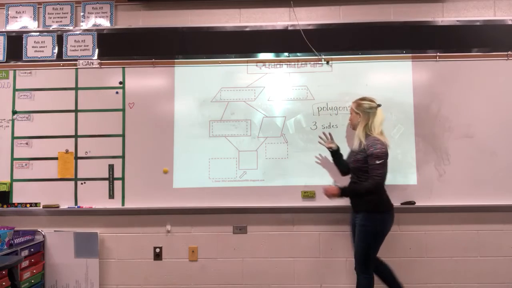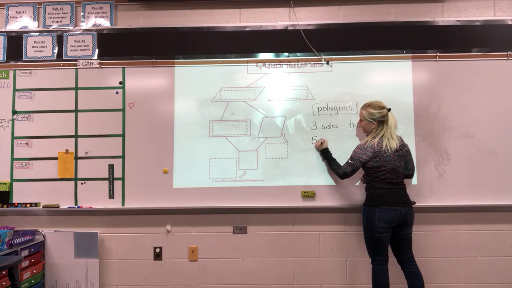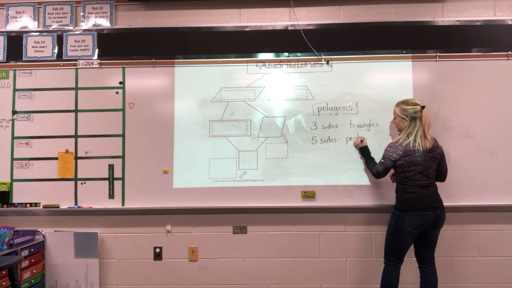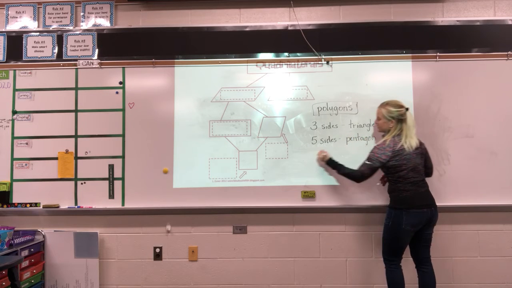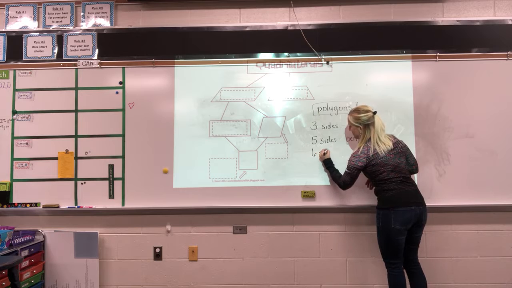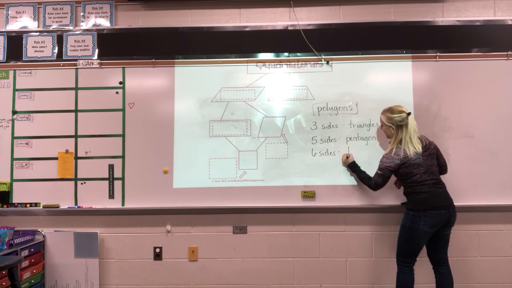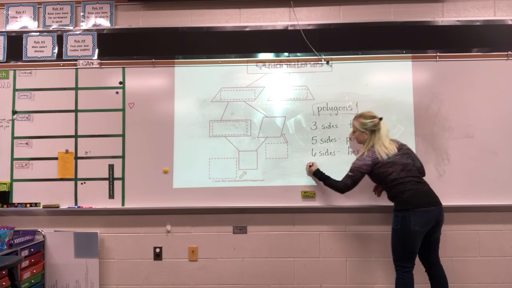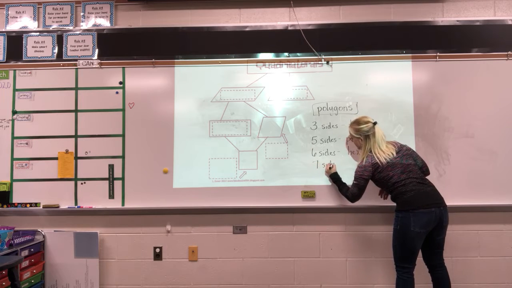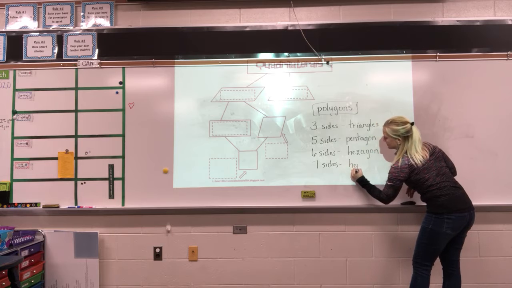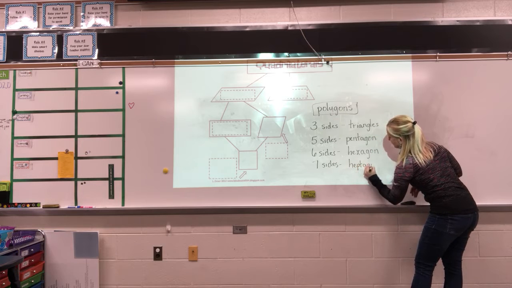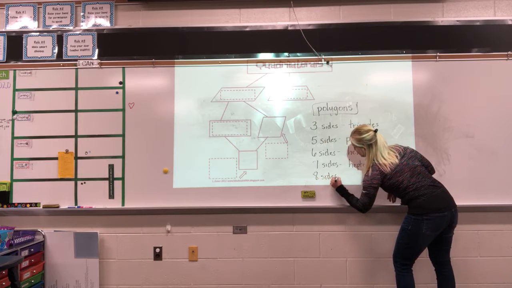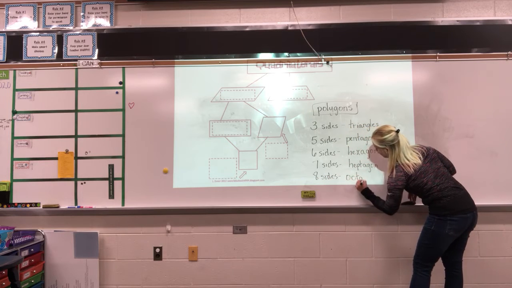Quad is four. If it has five sides, we call it a pentagon. If it has six sides, we call it a hexagon. Seven sides is a heptagon. And eight sides is like our stop signs, that's an octagon.